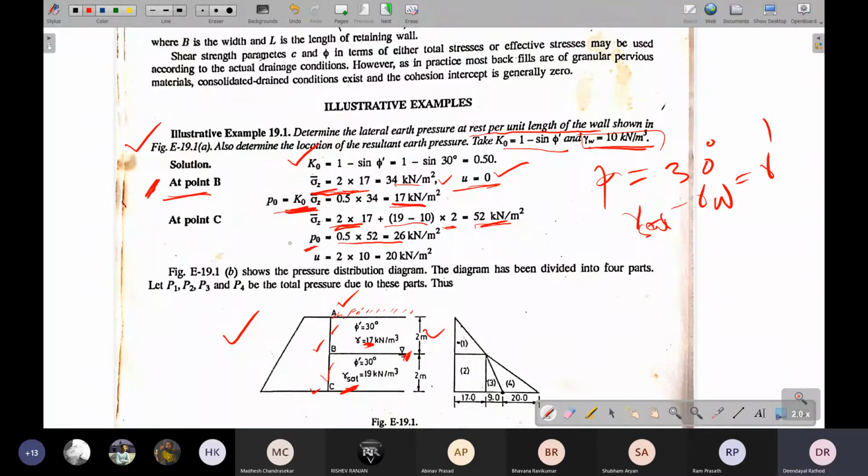We can draw the diagram also. Here, this is 1, 2, 3, 4. If you draw it, the figure shows the pressure distribution diagram has been divided into 4 parts, P1, P2, due to these parts. 1, 2, 3, 4. What is 1? How much should it be generally? 17. Okay, 1 is 17 here. That is mentioned here, 17.